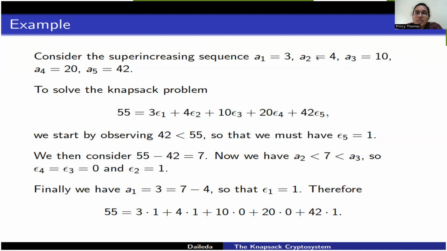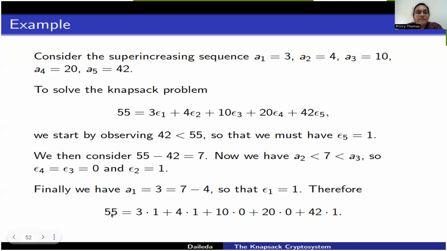But 4 can be added. There was 7 space left, so 4 can be added into the bag. So epsilon 2 can be made equal to 1. Okay, now if 7 was there, we put 4 into it. So now remaining is 7 minus 4, which is equal to 3. And 3 is directly equal to A1. So epsilon 1 is also equal to 1.